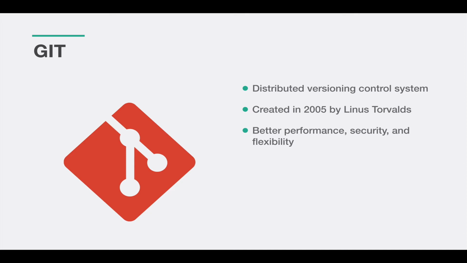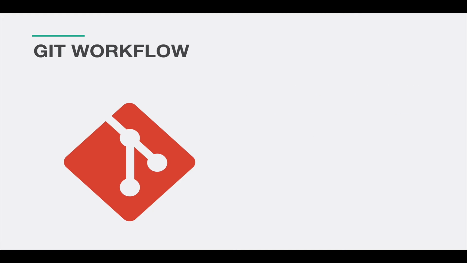When it was created, it had better performance, security, and flexibility than any other product out there. And because of that, it has become the most popular, by far, version control system out there today. It's also free and open source. So that's always great. So how do you work with Git inside of a project?